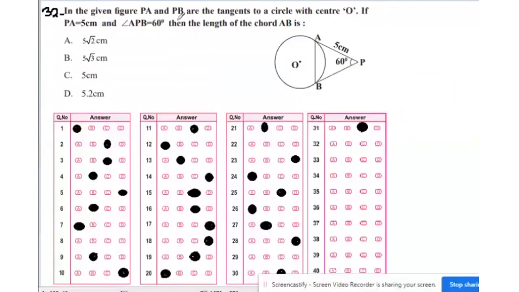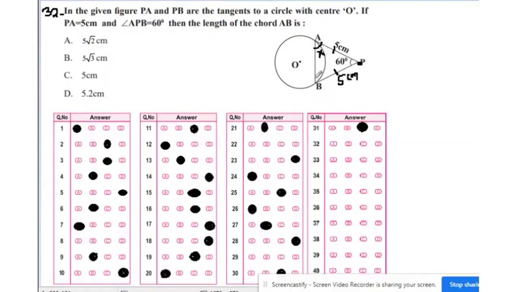32nd question. In the given figure, PA and PB are 2 tangents with center O. If PA is 5 centimeters and angle APB is 60 degrees, then find the length of the chord. So we are going to find the length of the chord AB in this problem. Clearly triangle APB is an isosceles triangle. Am I right? Because tangents drawn from an external point of a circle are equal. This is 5 centimeters, obviously this will also be 5 centimeters, and it is an isosceles triangle.